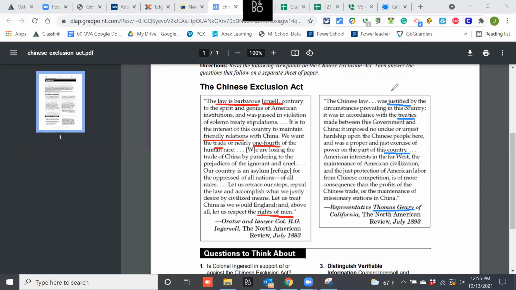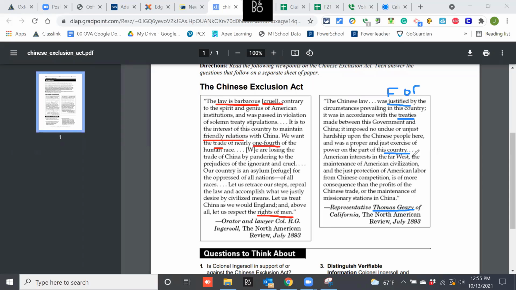So as you can see, Representative Gary is for the Chinese Exclusion Act. He thinks it's justified based on what the country wants. He also says that the previous treaties back it up and go with it, is what he's claiming.